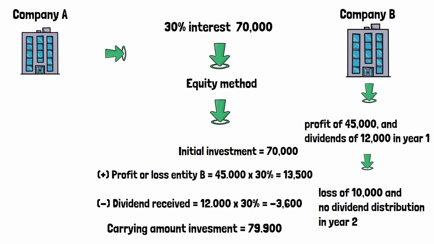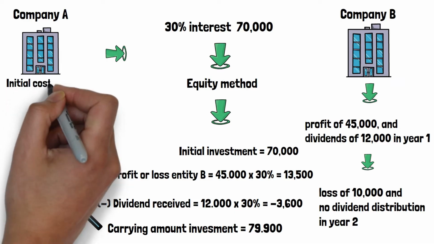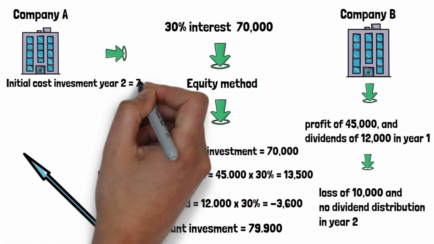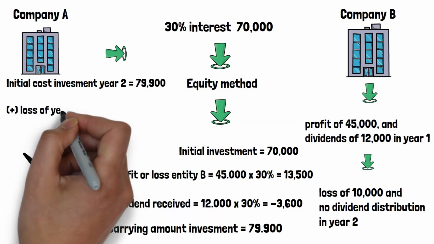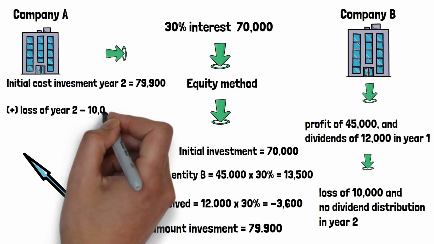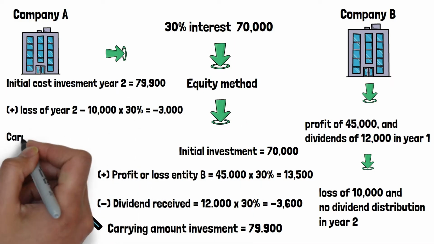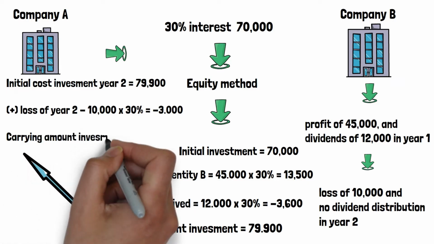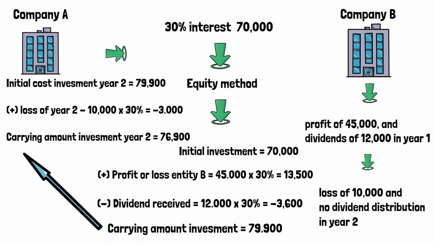For year 2, Entity B did not report a profit; on the contrary, it reported a loss of $10,000. And on the other side, this entity does not distribute dividends. In this way, we must take the carrying amount of the investment at the end of year 1 and affect its balance for the proportional generated loss in year 2. This gives a carrying amount of the investment at the end of year 2 equivalent to 76,900.